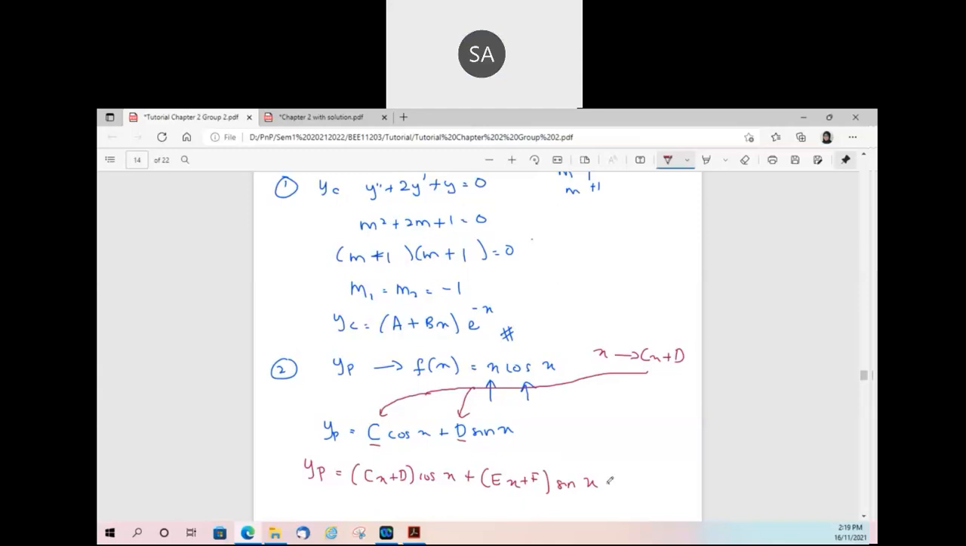Doktor, boleh ulang balik tak? Ulang balik yang mana? Yang YP. Yang CX tambah D cos X tambah dengan EX plus F.